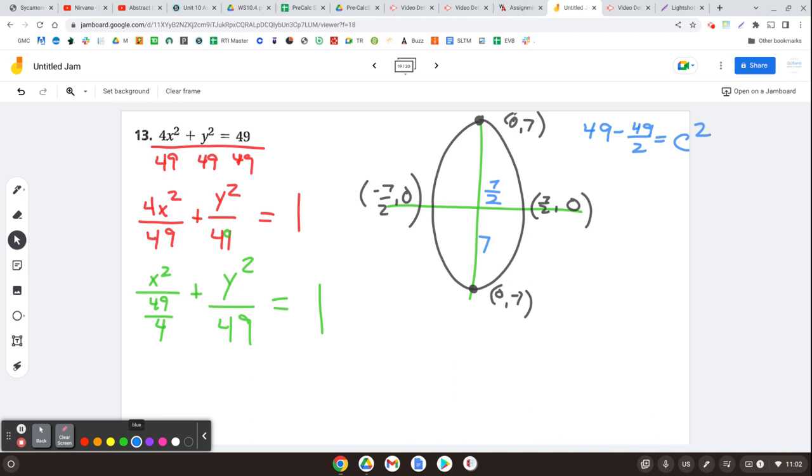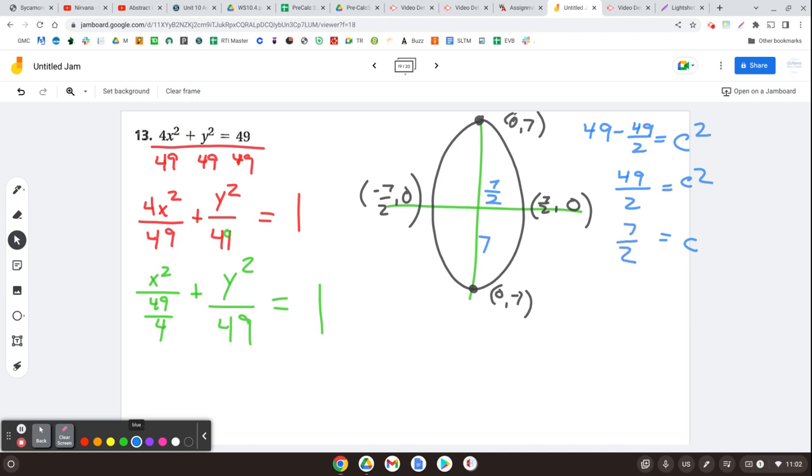You might ask, why did you go the other way? Like, how do you remember which one's A? If I went the other way, it would be negative. It wouldn't be possible. Okay? So that gives you 49 halves equals C squared. So then C is 7 halves, which happens to be the same as the semi-major axis.